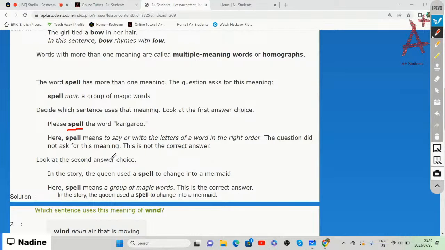So spell ball, right? And then we have, of course, the word spell, which is a group of magic words, right? And the magic words are used to change something into something different. So those are the two different meanings of the word spell. The one is where we are spelling words or letters, and the other is a group of magic words.